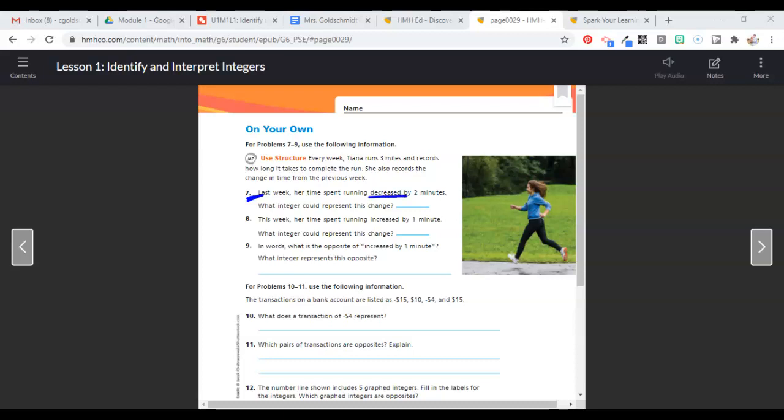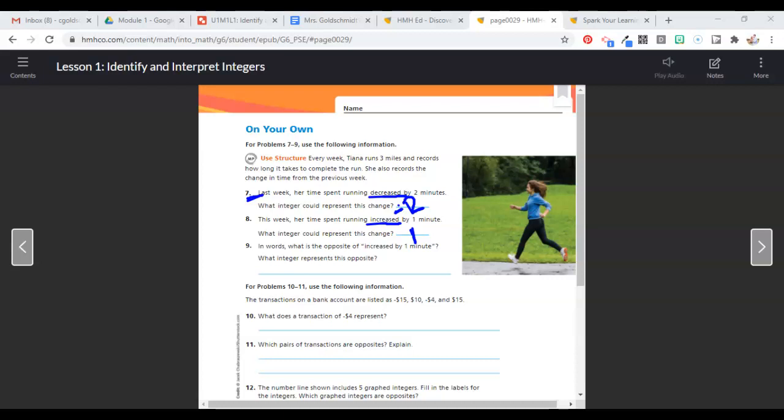And decreased means that it would be negative 2. So we're at negative 2 here. And my negatives are not looking like negatives. There we go. So negative 2. Number 8, this week her time spent running increased by 1 minute. What integer represents this change? The word increased tells us a positive, so positive 1.